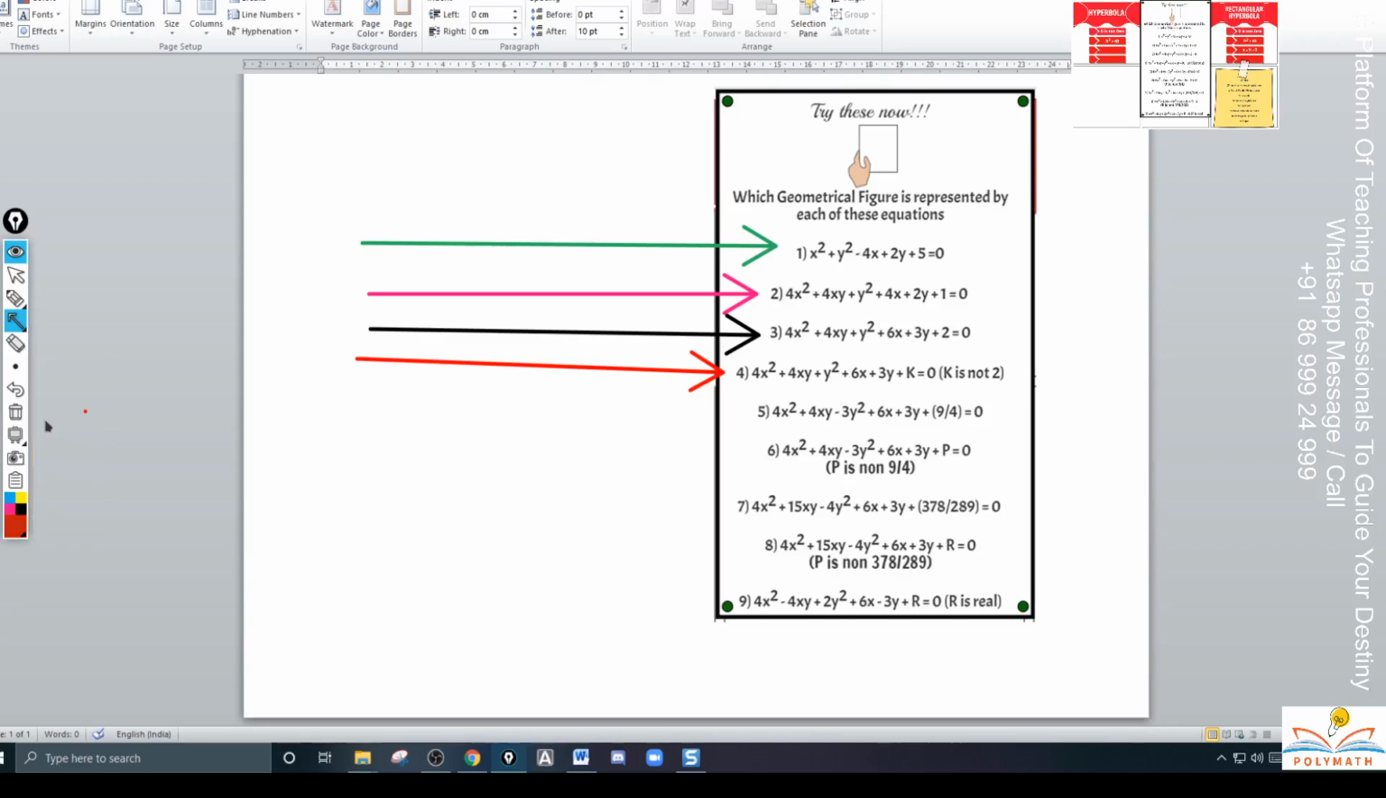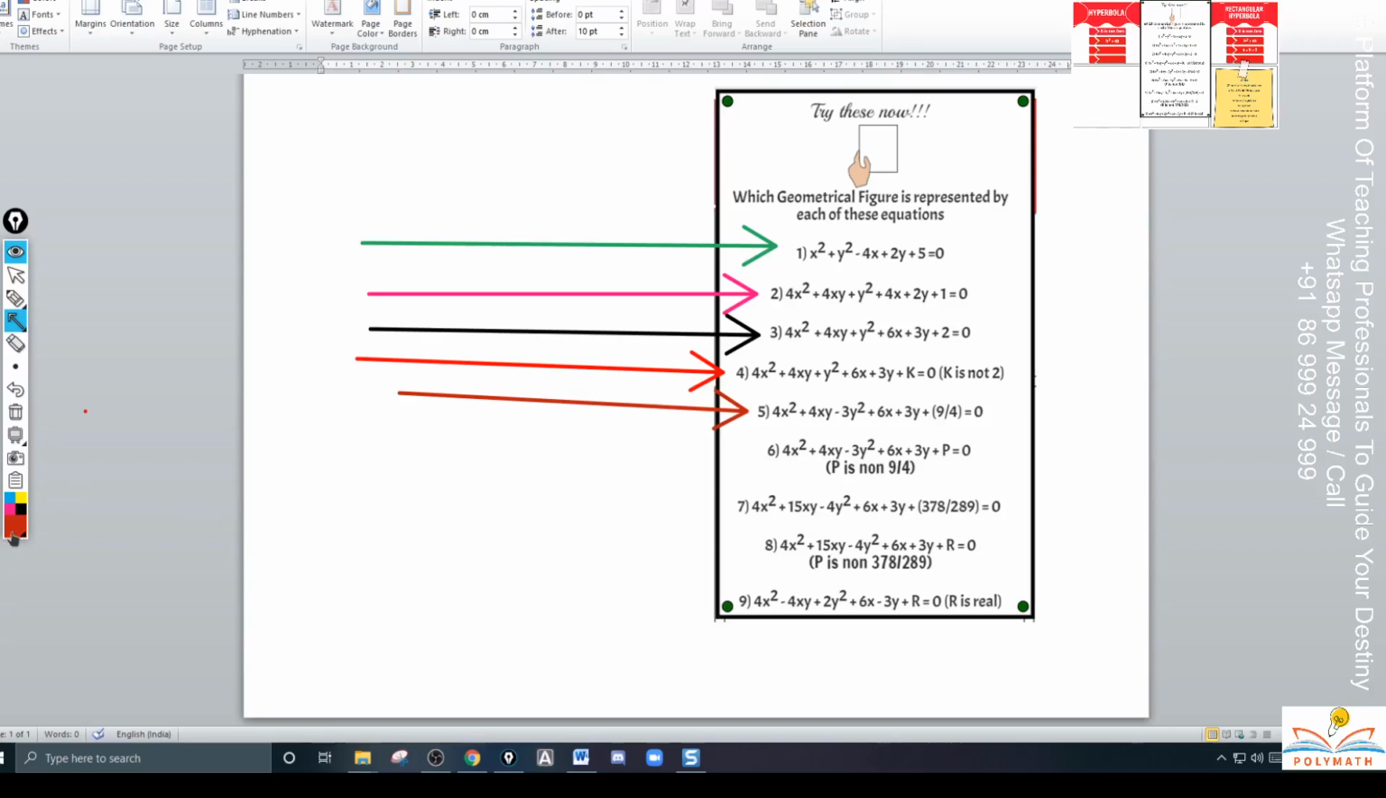Next one. Same equation, but I made some changes to the y square coefficient: 4x square plus 4xy minus 3y square plus 6x plus 3y plus 9 by 4. I adjusted the constant in such a way that it becomes a pair of intersecting lines. If you find d for this one, obviously d becomes 0, and h square is greater than or equal to ab, g square is greater than or equal to ac, f square is greater than or equal to bc. Then this becomes a pair of lines, and for this one, don't forget d must be 0.